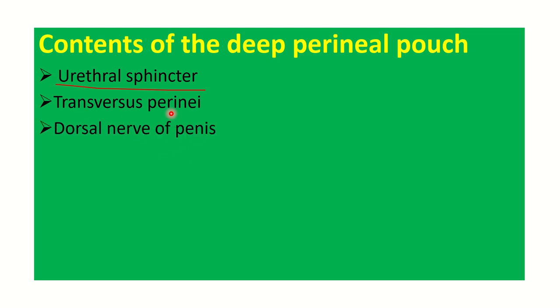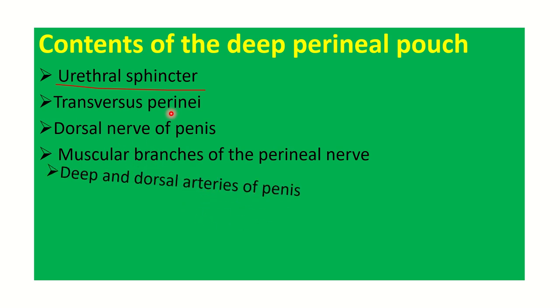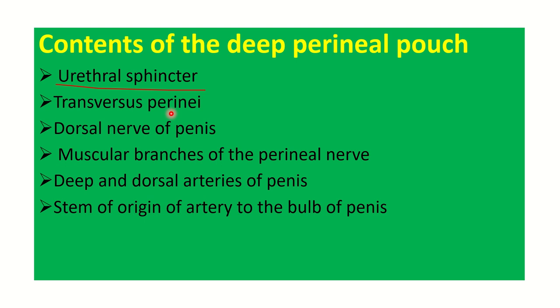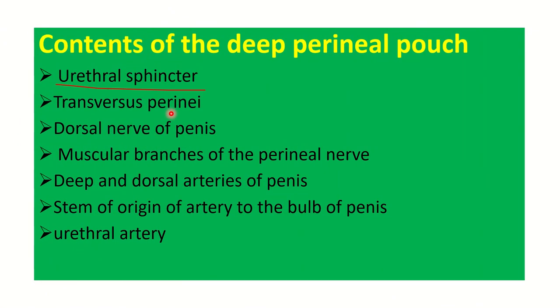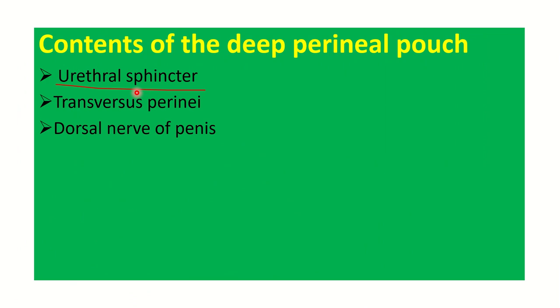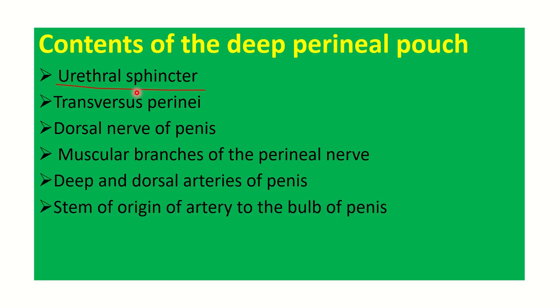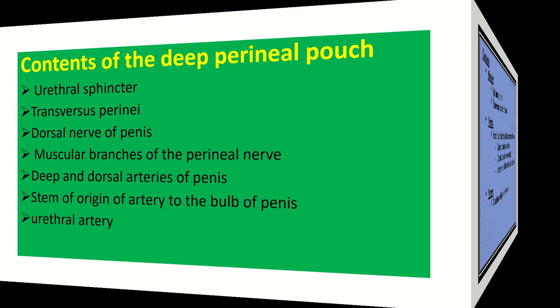Then here we can see the dorsal nerve of the penis, the muscular branch of the perineal nerve, the deep and dorsal artery of the penis, the stem of origin of the artery to the bulb of the penis, and the urethral artery. So they are the content of the deep perineal pouch. Again, urethral sphincter, transverse perineal muscle, dorsal nerve of the penis, muscular branch of the perineal nerve, deep and dorsal artery of the penis, stem of origin of the artery to the bulb of the penis, and urethral artery.